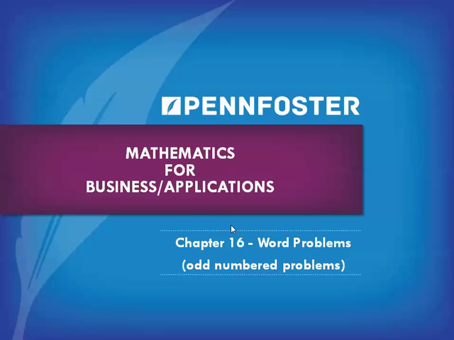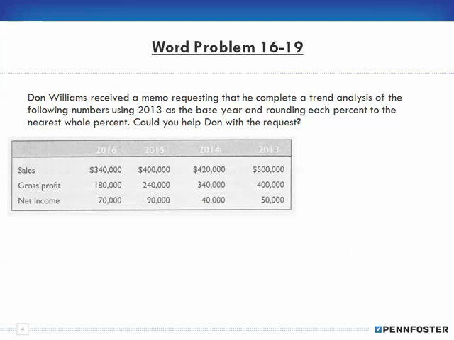And we're doing problem 16-19 for the word problems. That was the only one we had left. It says here, Don Williams received a memo requesting that he complete a trend analysis of the following numbers using 2013 as the base year and rounding each percent to the nearest whole percent. Can you help him with his request?